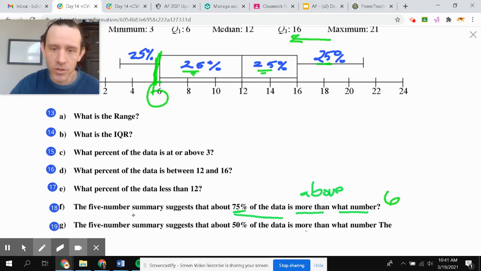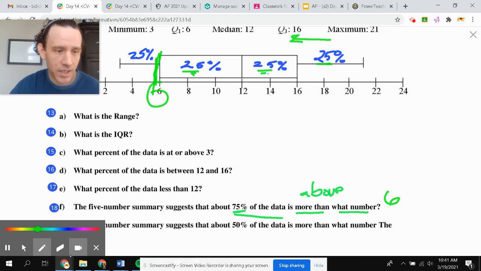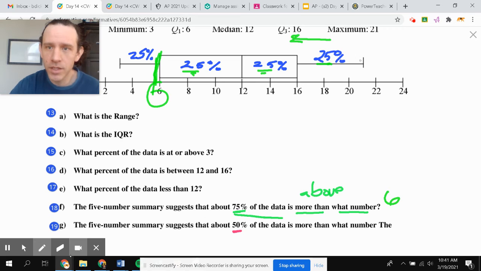This is the next one. It's also more than. So we start at the top again. So let's start at the top, but we're getting to 50% now. So if we start here at the top, because it's more than, you're going to start by looking at the first section. That's 25%. We're not there yet. Another addition of 25 gets me to 50. So 25 plus 25 is 50. So what number did we land on? Right here at 12. And there you have it.